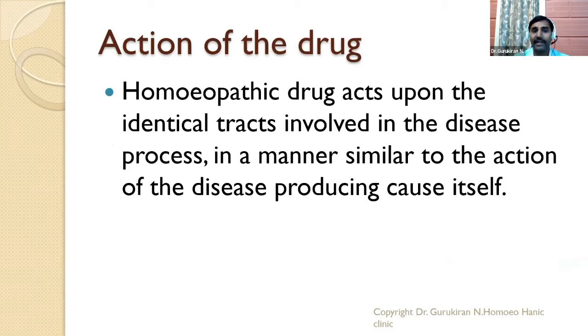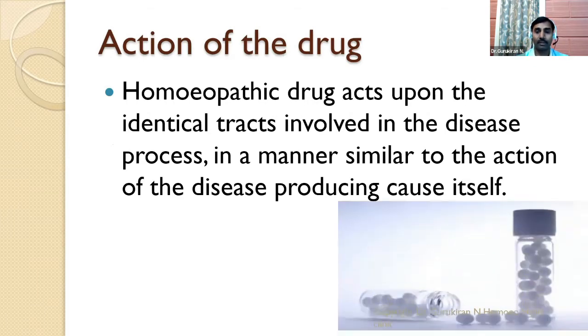Homeopathic drug acts upon the identical tracts involved in the disease process in a manner similar to the action of the disease-producing cause itself. This we should know. Some may ask how homeopathic medicine acts. So this is the theory: the homeopathic drug acts upon the identical tracts involved in the disease process in a manner similar to the action of the disease-producing cause itself. How does the disease evolve from the cause? It's identical tracts.